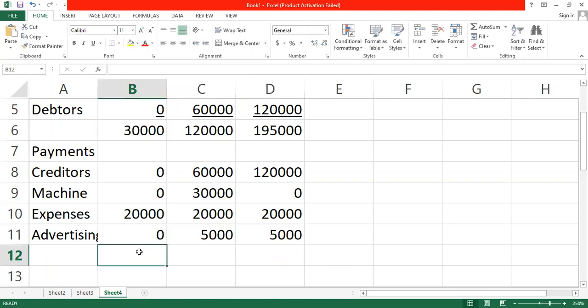So let's look at the total payments now. Total payments will give us this. Let me just use the auto sum.